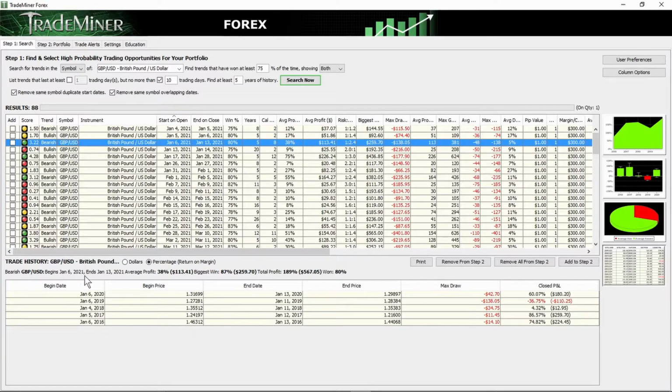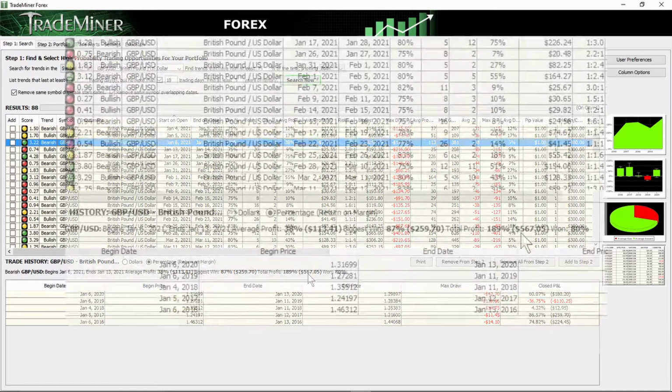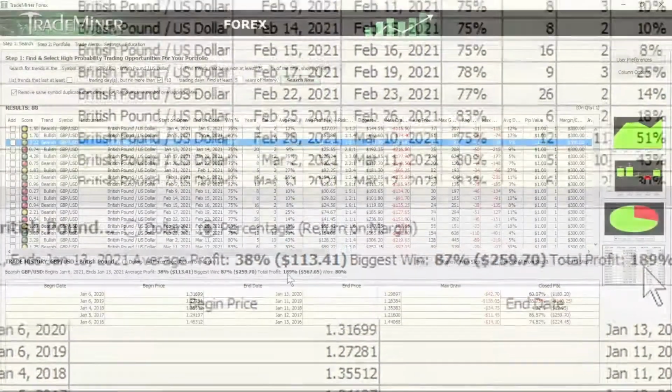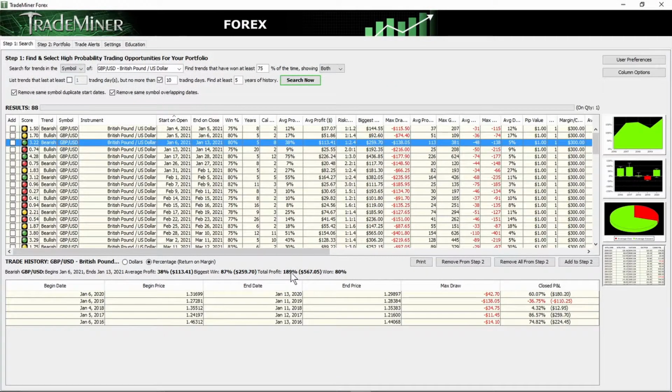And for the time of the 5 years, if you traded this time horizon, this time frame over the last 5 years, you would have made $567, which is like a 189% gain from just this time frame. So that's why I wanted to give this to you. I can't say give it to you. I wanted you to check this out for yourself.